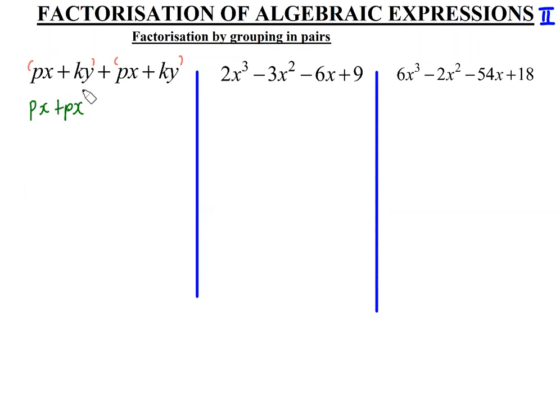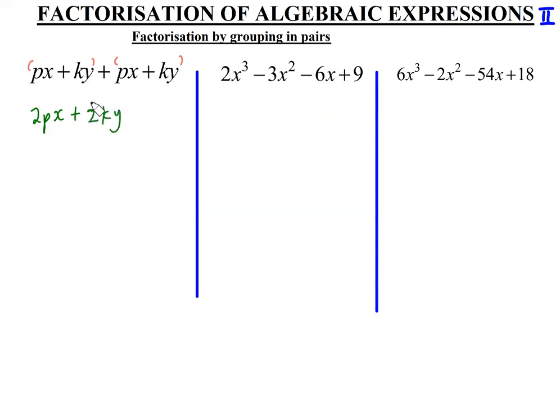Then we have got what here? What else do we have there? We have got plus ky. No, I think I made a mistake here. Let me just try to rub here. We have like terms here. But this one, px plus px is 2px, plus ky plus ky, plus 2ky.